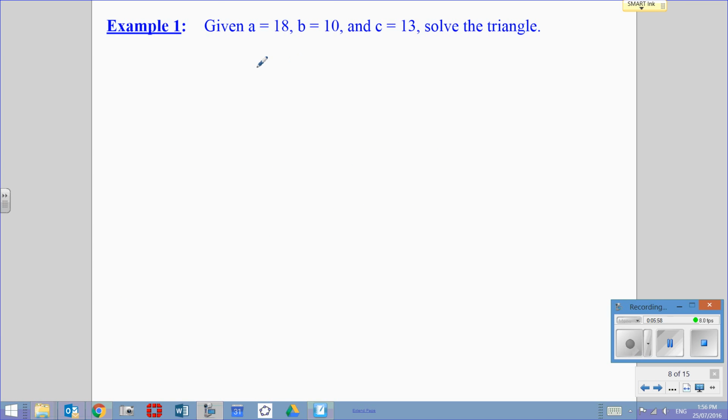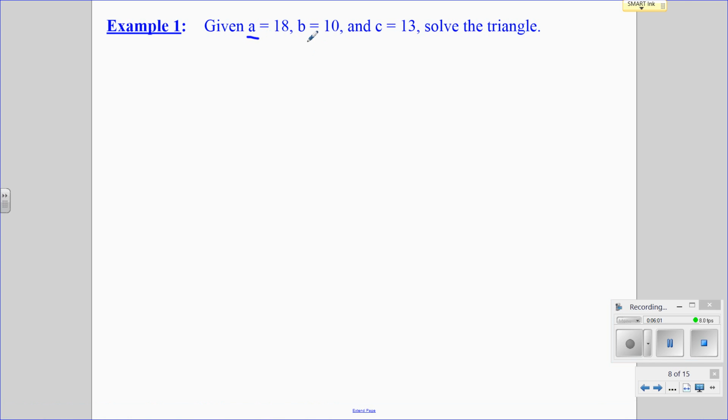So looking at an example of how this might work, I'm given little a, little b, little c, and I'm told to solve the triangle, which really just means find all missing parts that I don't already know. So if this were my triangle, and I call this corner big A, big B, big C, this would be little a, little b, and little c. So a is 18, b is 10, and c is 13. So this is a side, side, side scenario.